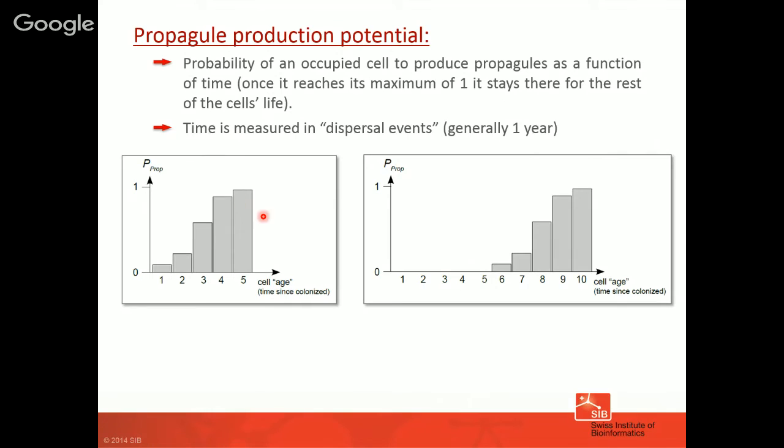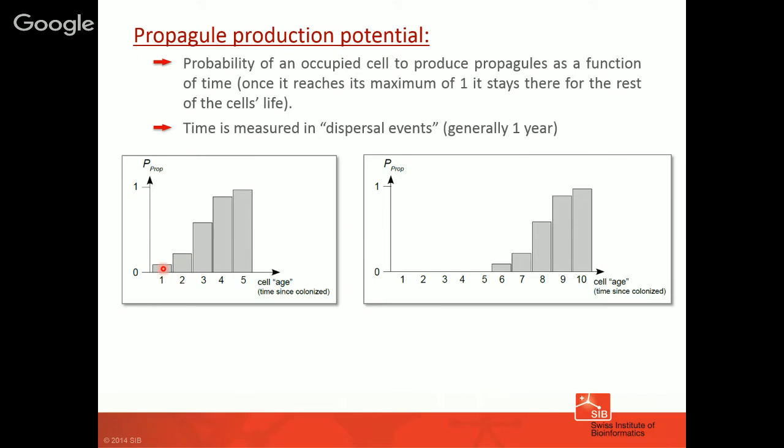Here's an example of what is the propagule production potential that I mentioned before. Basically, the idea is that for each cell age, so when I say age here, it's actually the number of dispersal events since a given cell became colonized. So for each age of the cell, you can associate a certain probability of the cell being able to produce propagules. For instance, here you can see on the left hand side, maybe the first year after a cell is being colonized, its probability to produce propagules is really low.